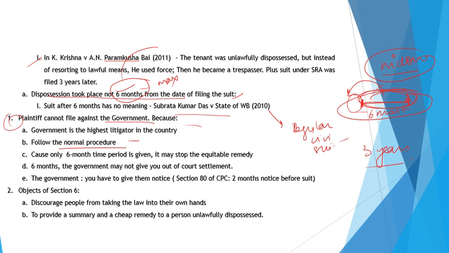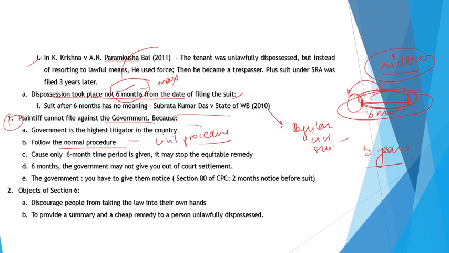What is meant by normal procedure is civil procedure. It means you cannot file for the speedy remedy. This right of section 6 is only available against private individuals. You cannot file against government. Why this right is important: a 6 month period is given, because in this particular case you are given only 6 months to file the case.